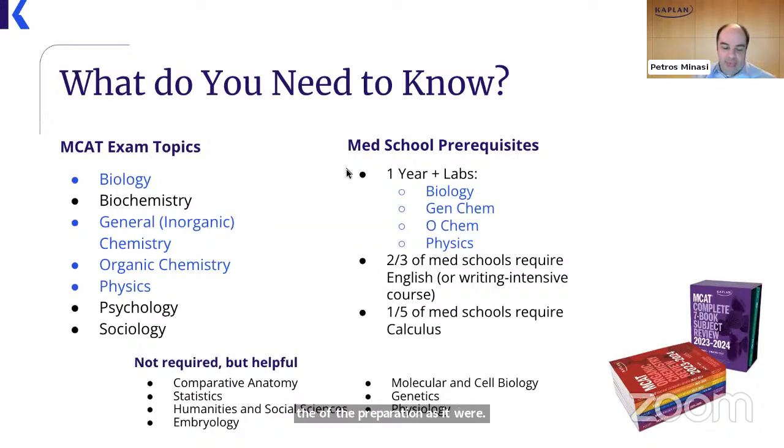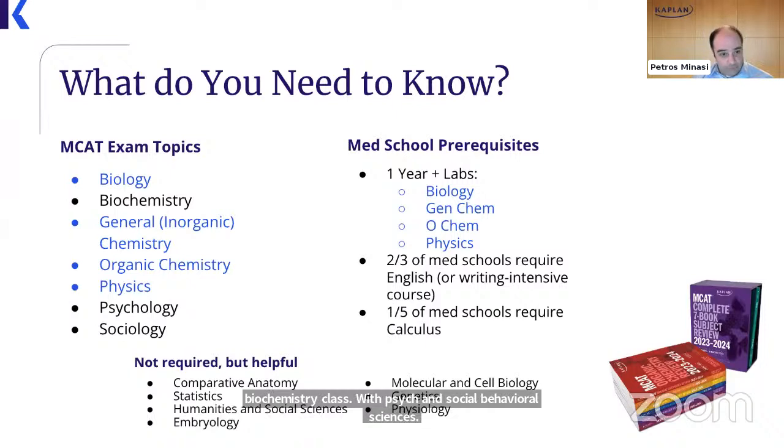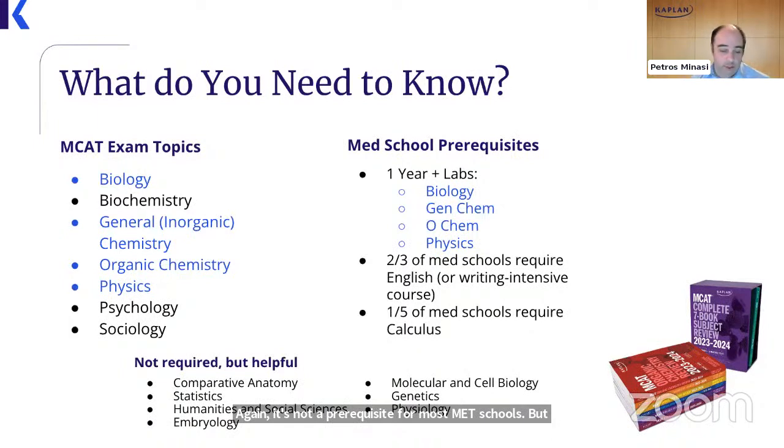The weird thing about the MCAT and med school admissions is that there are topics that are tested on the MCAT that you are actually not technically required to have pre-medical coursework in. So, there's biochemistry on the MCAT. It's actually a significant portion of the MCAT, but schools don't necessarily require you to have taken biochemistry. That being said, I would say you probably want to take a biochemistry class. With psych and soc, the behavioral sciences, again, it's not a prerequisite for most med schools, but it is on the MCAT.